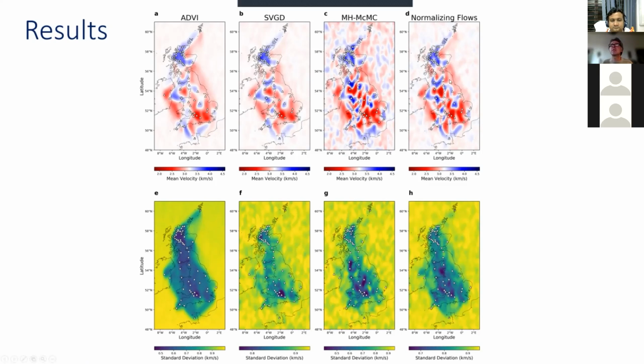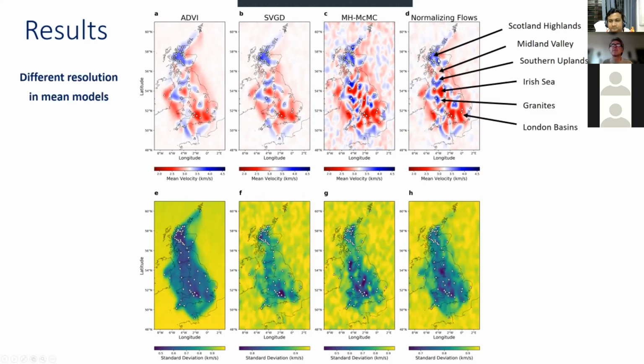The mean structure is at the top in each case, and you can see that the mean structure is fairly similar, and it's got all the different features that we expect. This is the flow solution that we're evaluating now, so you can see the fast Scottish Highlands, the slow Midland Valley, the Southern Uplands, the Irish Sea, just as we did yesterday. All these same geological features are there. However, it appears that normalizing flows and Metropolis Hastings are giving very, very similar models. If you look through piece by piece, they're really quite similar. SVGD and ADVI appear to be giving us slightly lower resolution mean models.